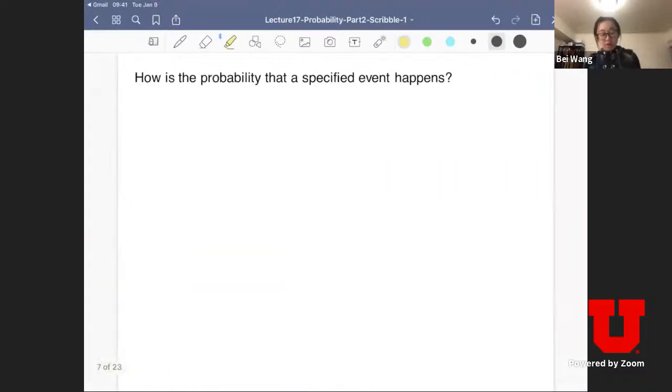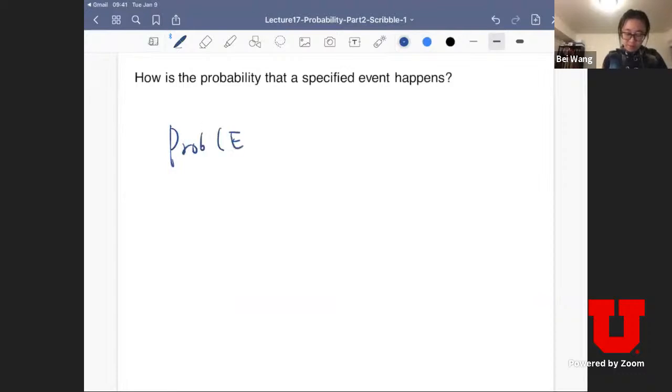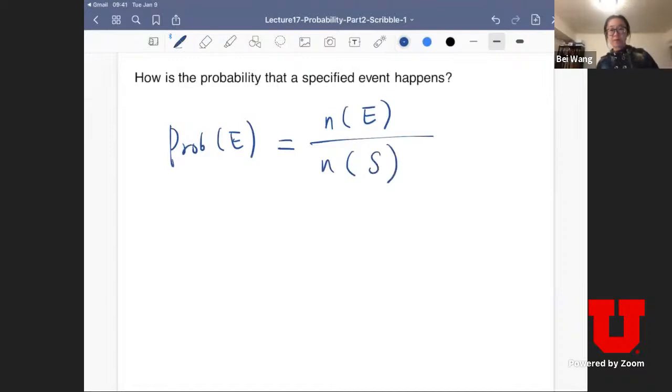Okay. Now let's review the probability of a specific event happening. Recall what we learned in part 1 of lecture 17: the probability of an event happening, or a successful event, is the size of the successful outcomes over the size of the sample space. So the top is the space of successful events.